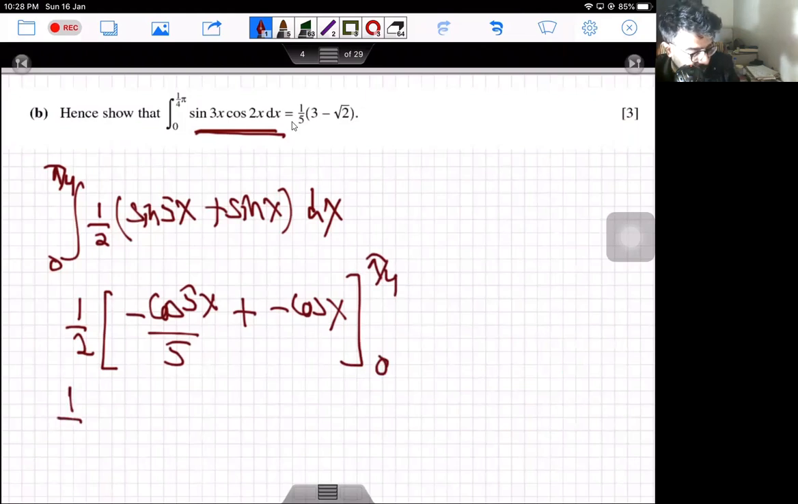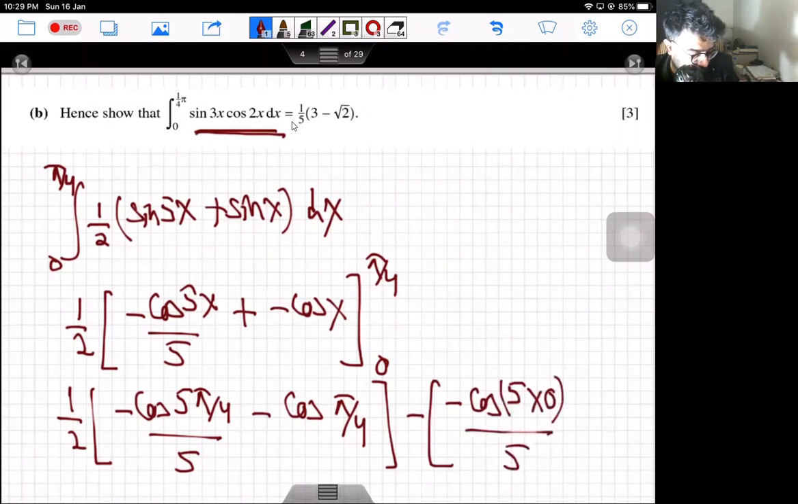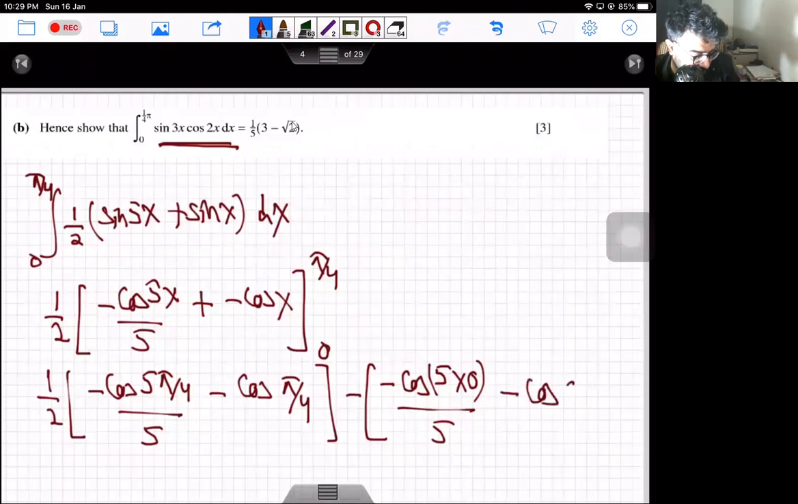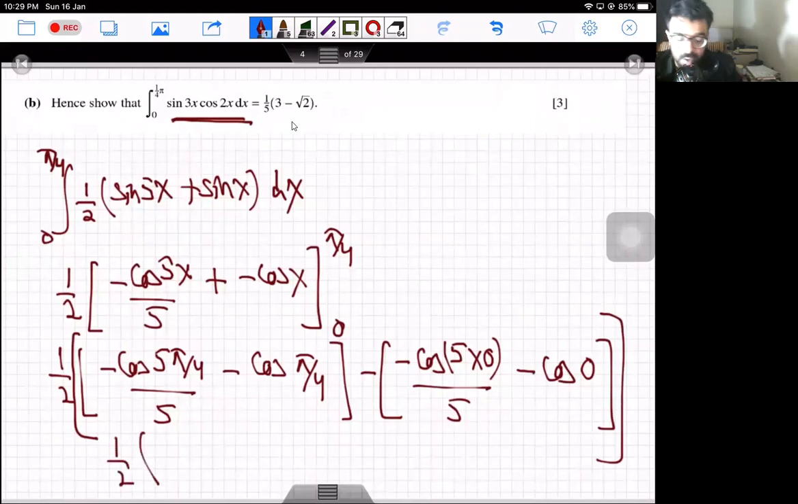So 1 over 2 is a constant on the outside, multiplied by minus cos 5 pi over 4 over 5, and then minus cos pi over 4, and then minus cos 5 times 0 divided by 5, and then minus cos 0. So 1 over 2 is multiplied completely. Then convert your calculator to radian mode.